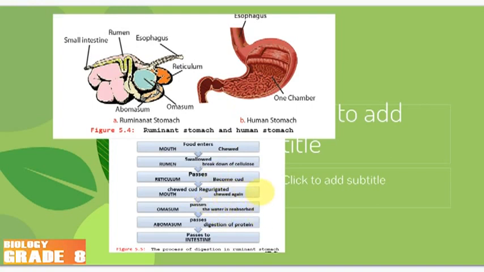Then it goes back and the water is reabsorbed in this last part. Digestion of protein, and then it passes into the intestines. So there are all these different parts of the stomach because it needs to break down all that plant matter several times, and that's in the ruminant stomach.